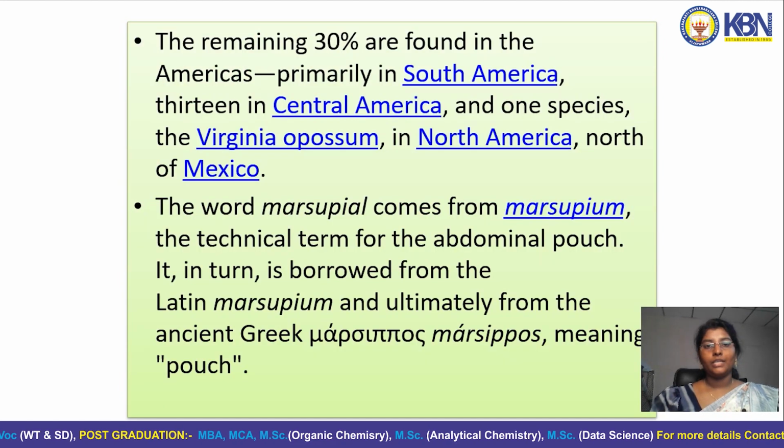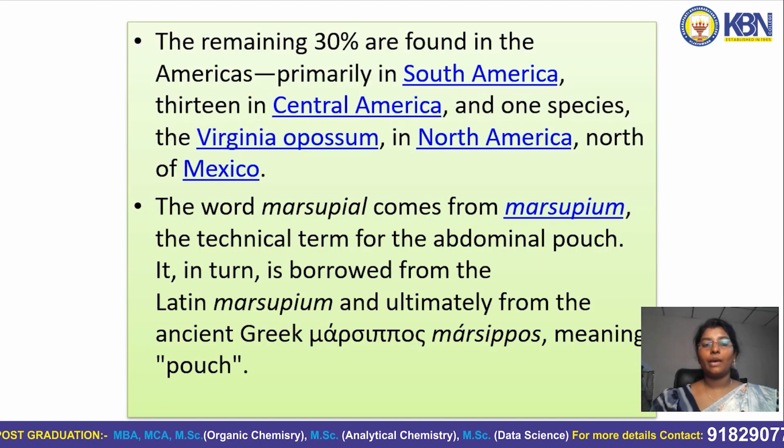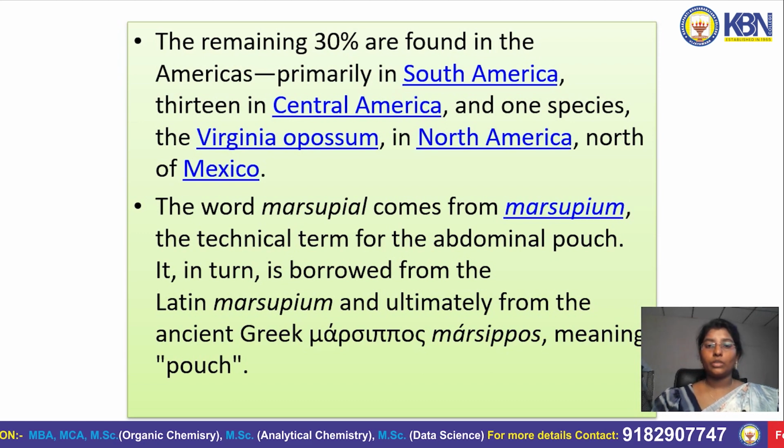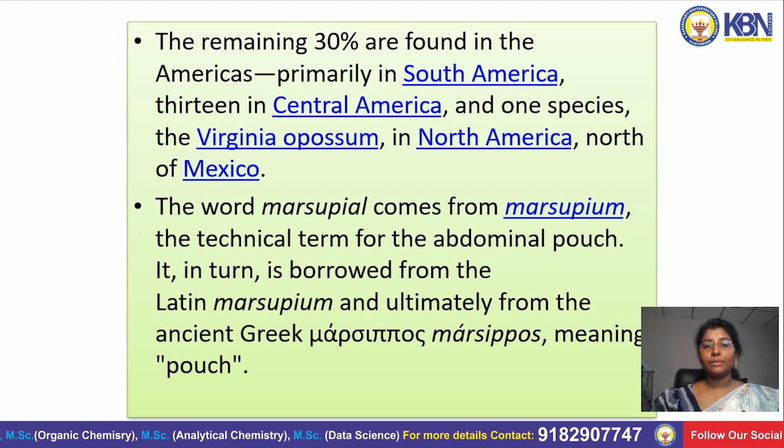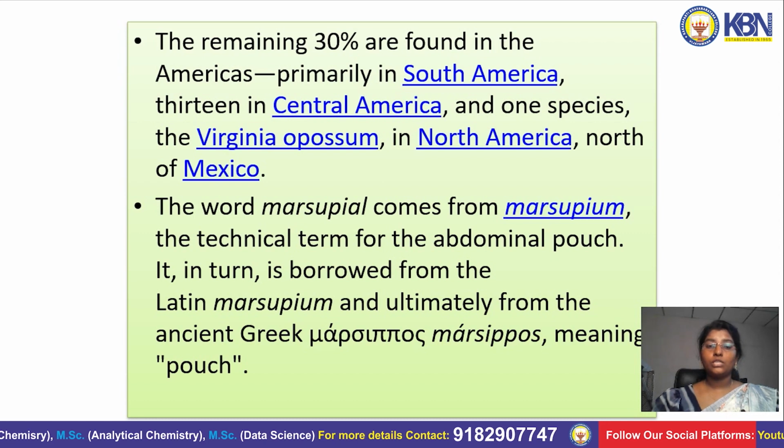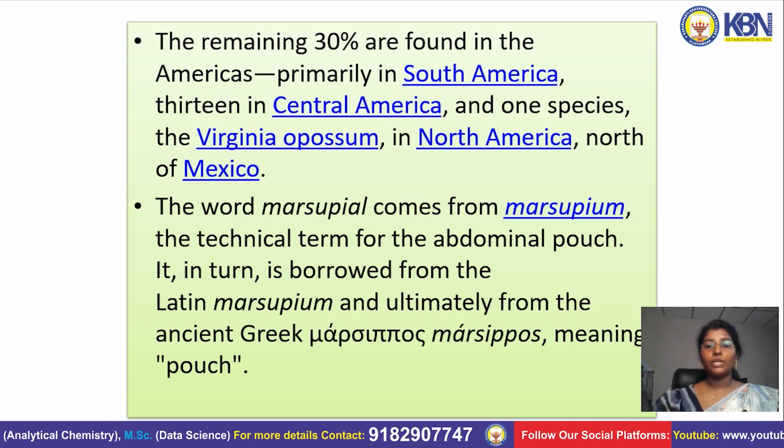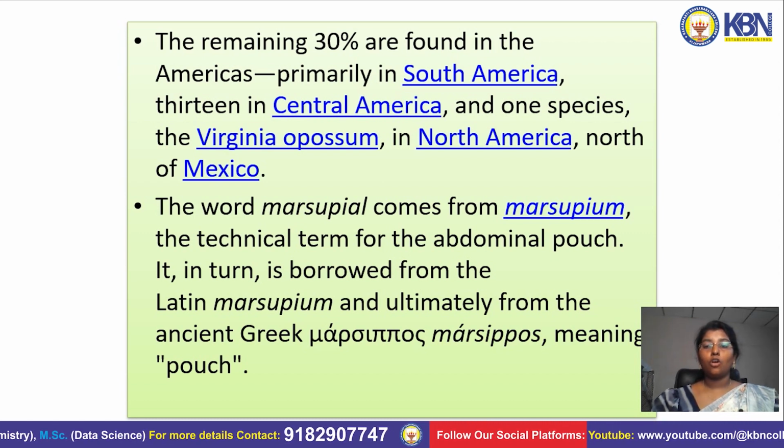Next, the remaining 30% are found in the Americas, primarily in South America, 13% in Central America, and the one species, the Virginia opossum, in North America and north of Mexico.